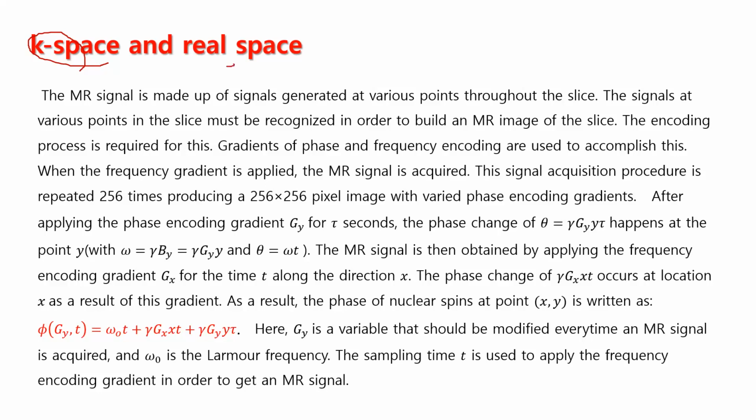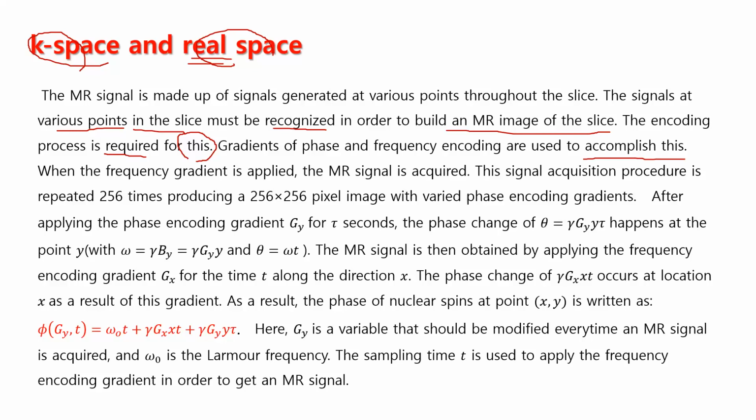K-space and image space, real space or image space. The MRI signal is made up of signals generated at various points through the slice. The signals at various points in the slice must be recognized in order to build an MRI image of the slice. The encoding process is required for this. Gradients of phase and frequency encoding are used to accomplish this.